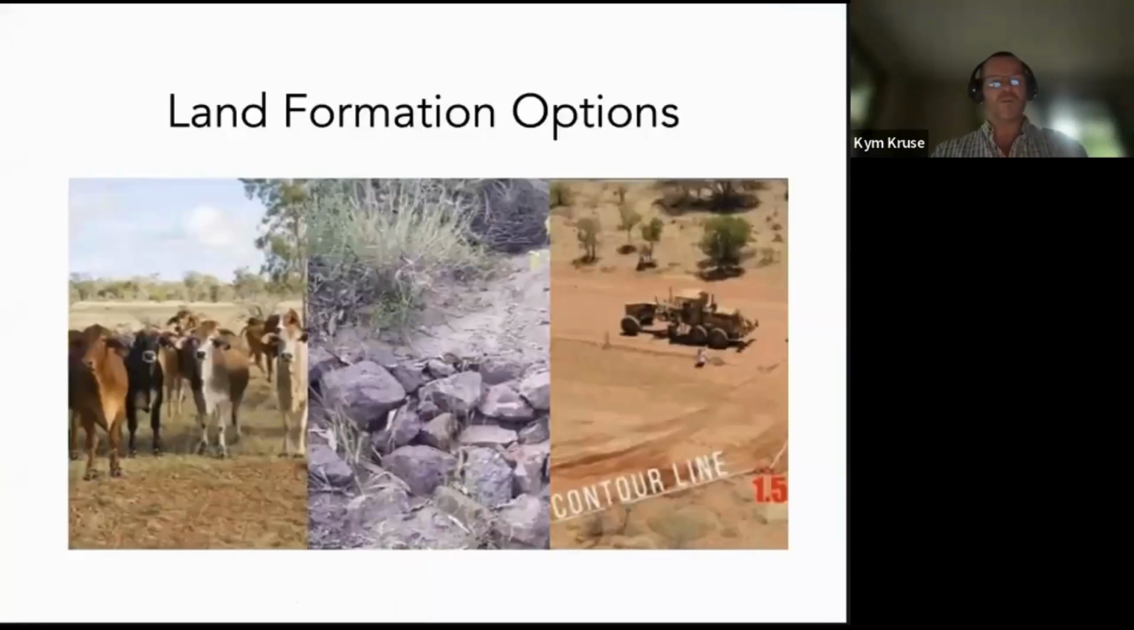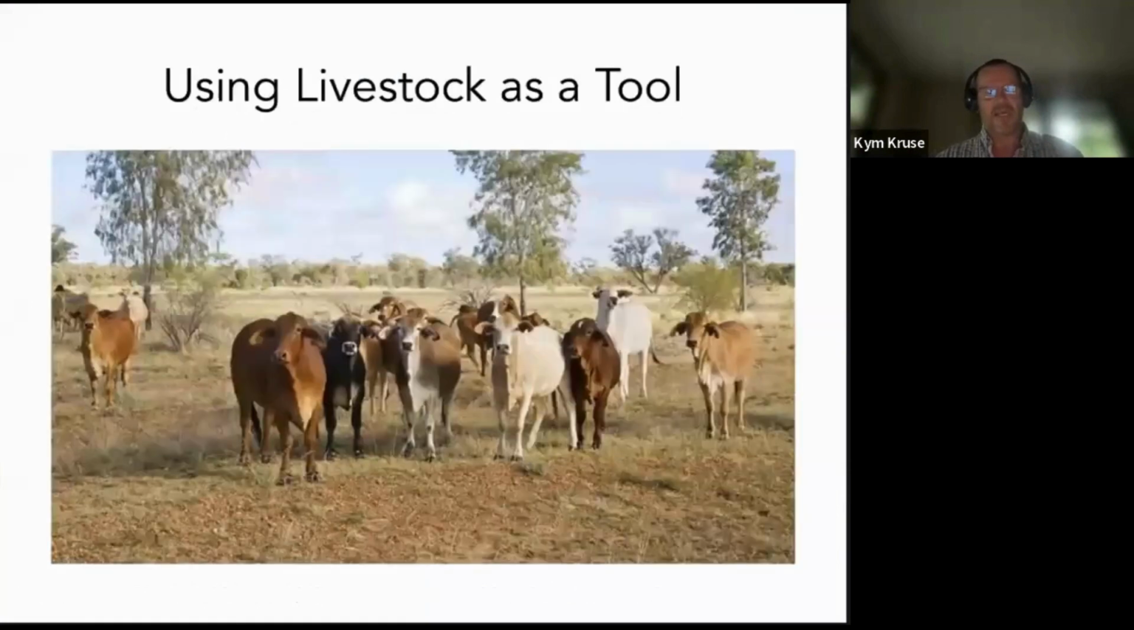So just thought I'd throw in a bit of a change here, a slide about land formation options, because the number one tool to use is really livestock in terms of changing the landscape before we jump into graders and some of the other options that are out there if you do have some issues with erosion, for example, in a rangeland type environment.